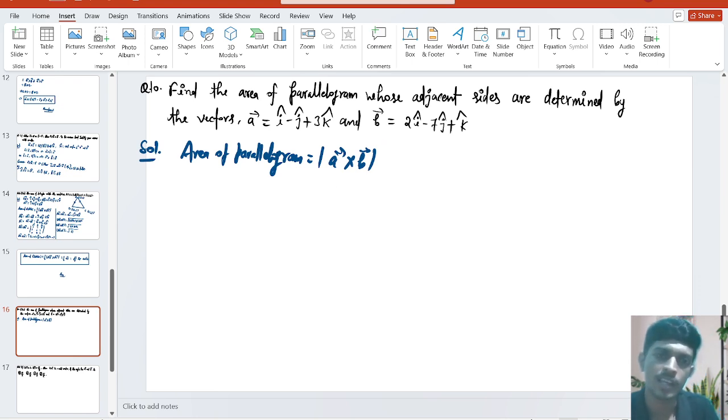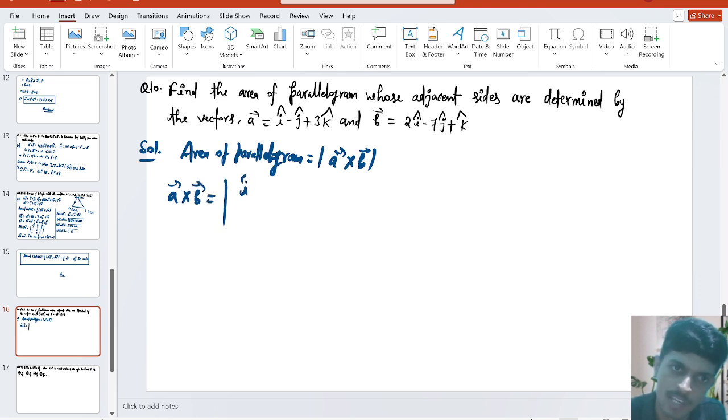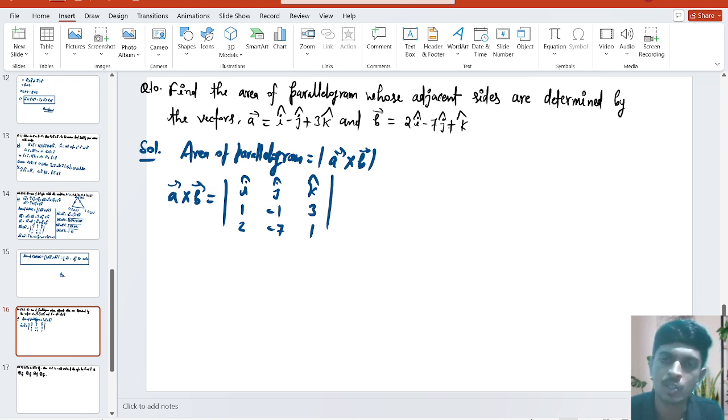So simplifying here, first we write vector A cross vector B. So I cap, j cap and k cap. The I cap coefficient is 1, minus 1 and 3, and the vector B components are 2, minus 7 and 1. Simplifying it, this is 1, minus 1 and 3, 2, minus 7 and 1, with signs plus, minus, plus.